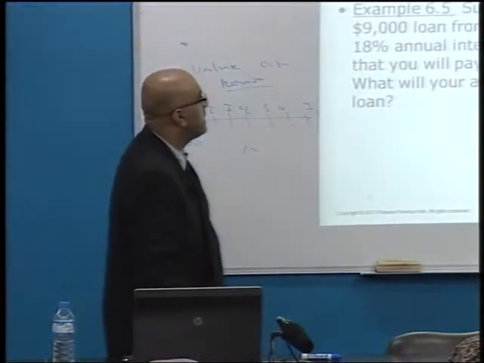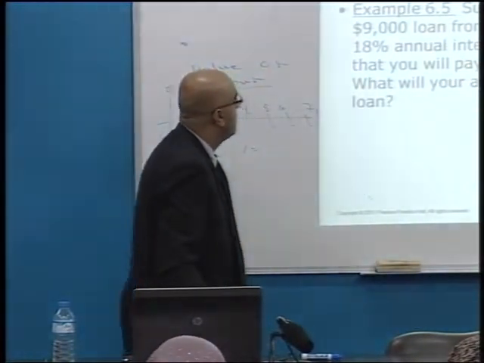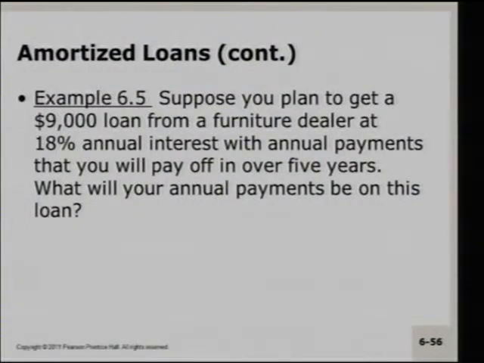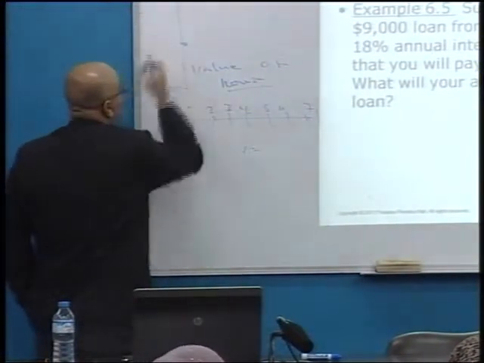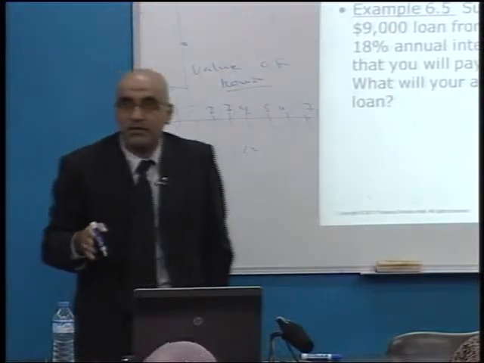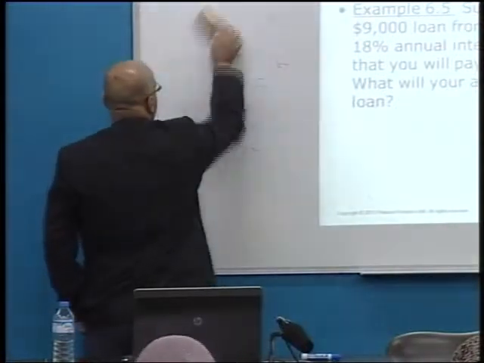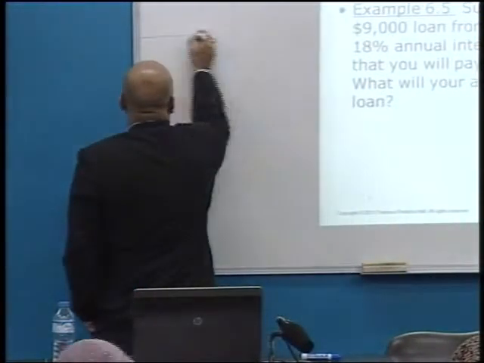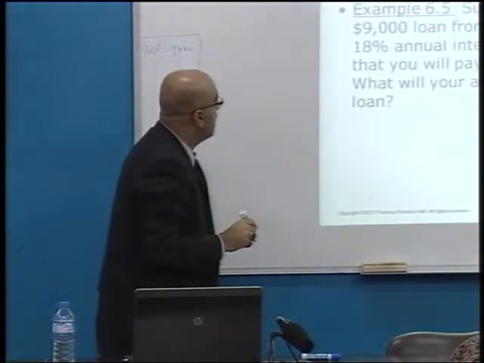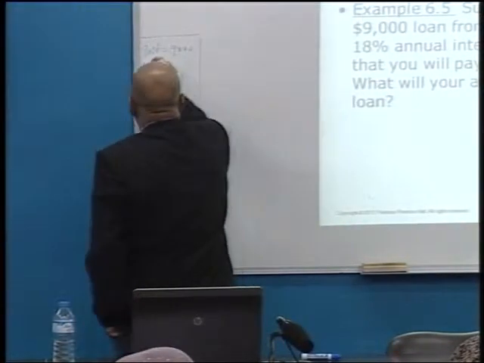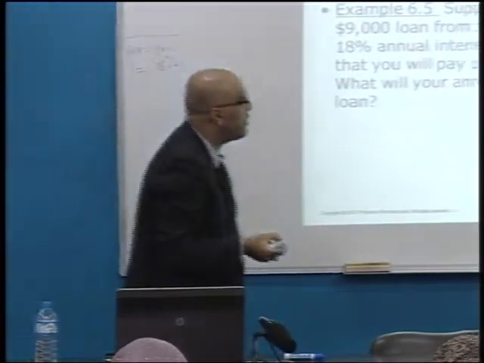Take this example here. Suppose you plan to get a $9,000 loan from a furniture dealer. So what is the value of the loan here? 9,000. If you go back again, just to remind you with this margin and use it in your exam as well. In this margin here, the loan is $9,000 at 18%, so I is 18%, with an annual payment that you will pay off over 5 years.